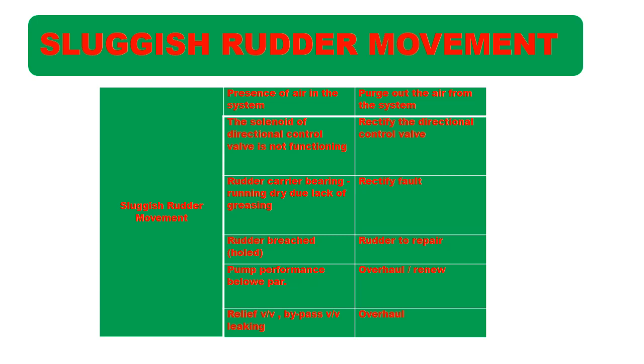Now we are going to discuss another fault which is being observed: sluggish rudder movement. Sluggish means that the rudder does not move within the required time interval. So what can be the probable causes? First, presence of air in the system. This is going to reduce the rudder movement speed, so purge the air out of the system. We are going to discuss this afterwards.